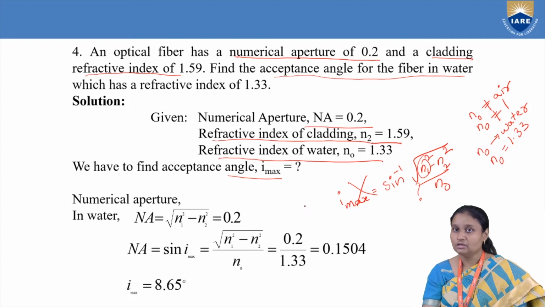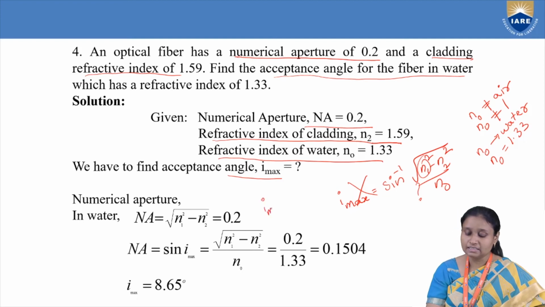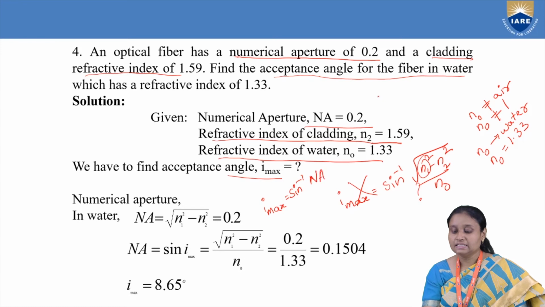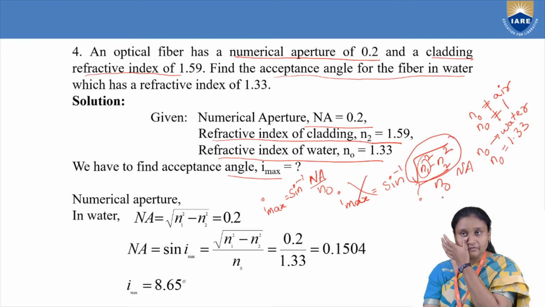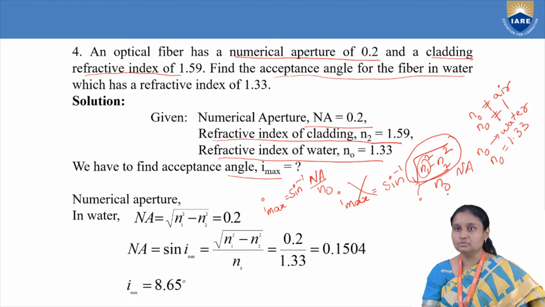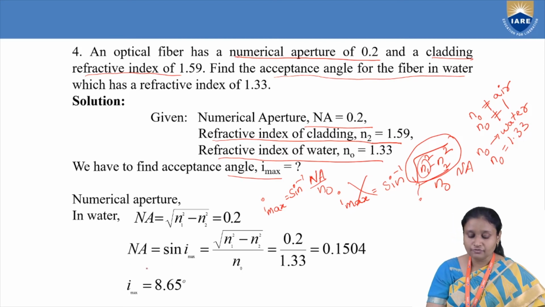What is the relation? Acceptance angle is sine inverse of numerical aperture. But here, we have to find the acceptance angle in water. So that's why we have to take into consideration the water medium in which we kept our fiber. So what is the formula to find the acceptance angle? The formula is of course this one.